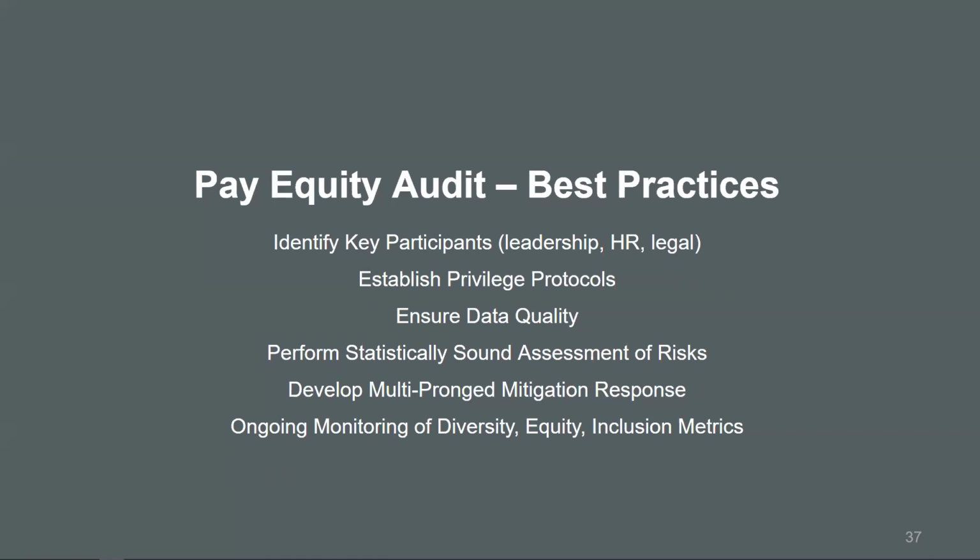Right. So if you go down the route of conducting a pay equity audit, and we obviously recommend it, what are the best practices? Okay, there are 6 key elements. Identifying key participants, establishing privileged protocols, ensuring data quality, performing statistically sound assessment of your risks, and developing a multi-pronged mitigation response, and then ongoing monitoring of diversity, equity, and inclusion. You want to make sure that if you use an outside partner that they support all of these elements. Next slide, please.